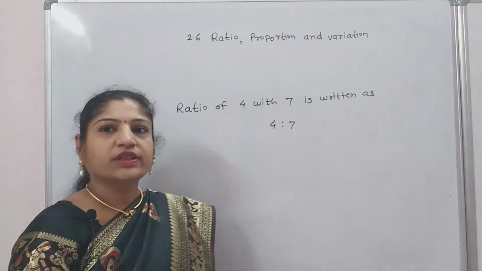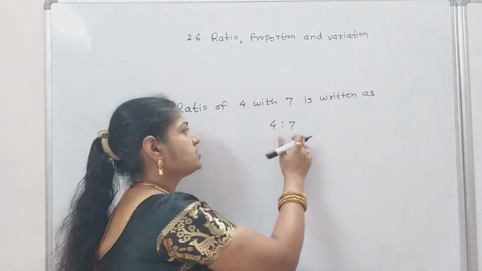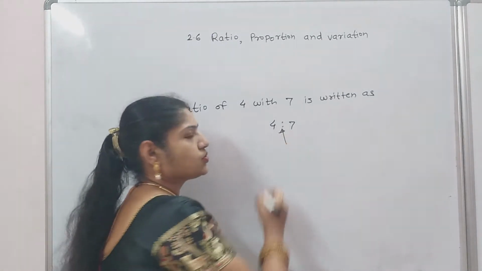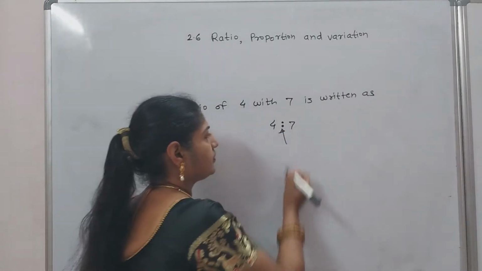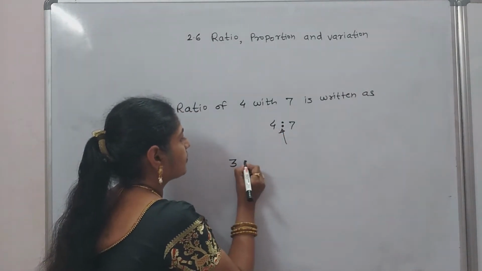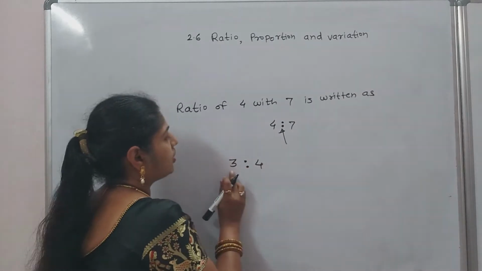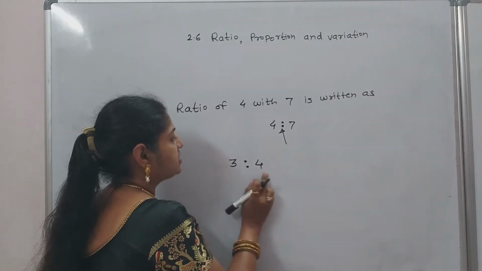The ratio of 4 with 7 is written as 4:7. This is the sign of the ratio. We use this sign. The ratio of 3 with 4 is written as 3:4.